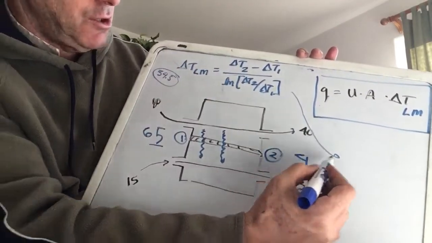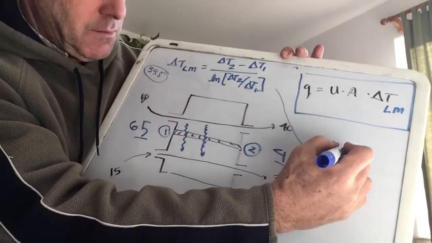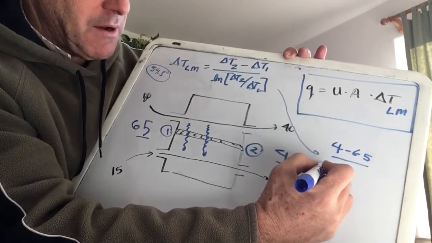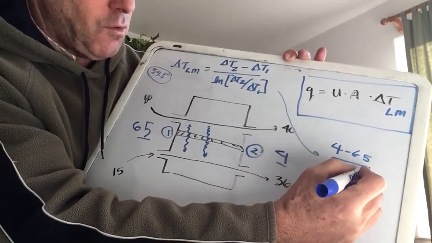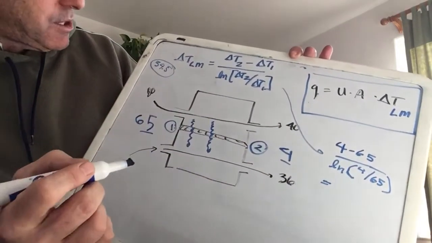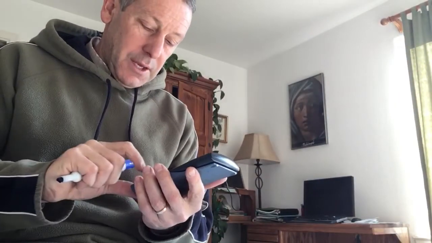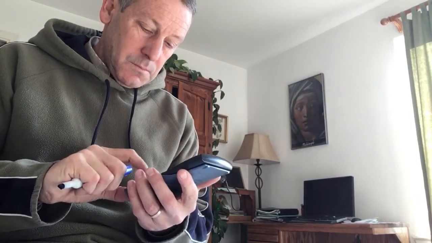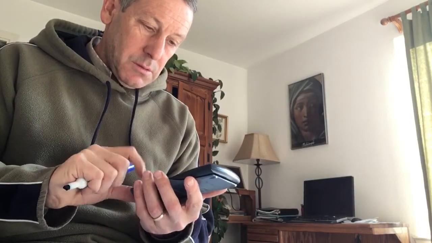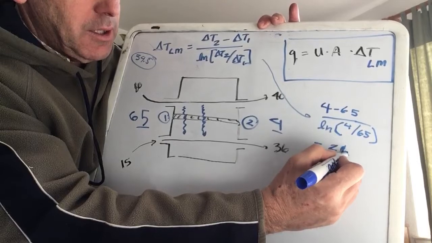So delta T on side 2 is 4. Delta T on side 1, 65. Okay, and then we have to just make sure we do it in the same order, ln 4 over 65. Okay, and let's see what temperature difference we actually end up getting. So I'm going to pull that on my calculator, just really work out that really quickly. Okay, and the delta T we get is 21.9 degrees when I do it that way.